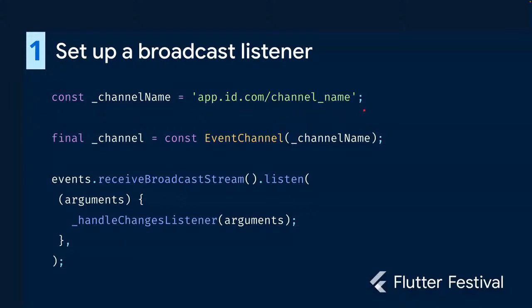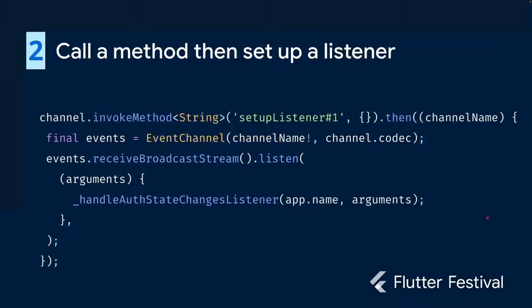On the native side, I can set up an event channel as well, give it the same channel name, and set up a listener. And whatever is going on there, it's going to send the events back to my channel. And this callback is going to fire up whenever a new event is received. That's it. It's really simple. Not much code is going on there.